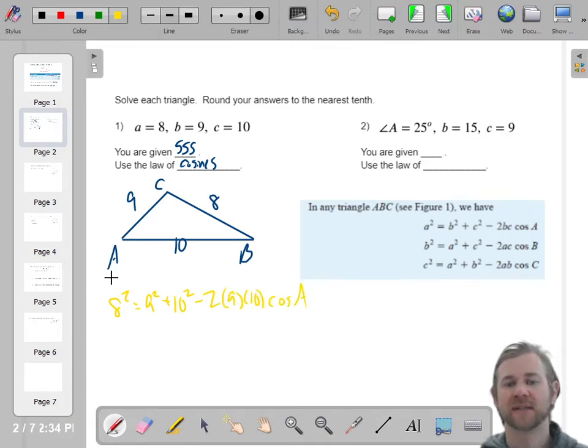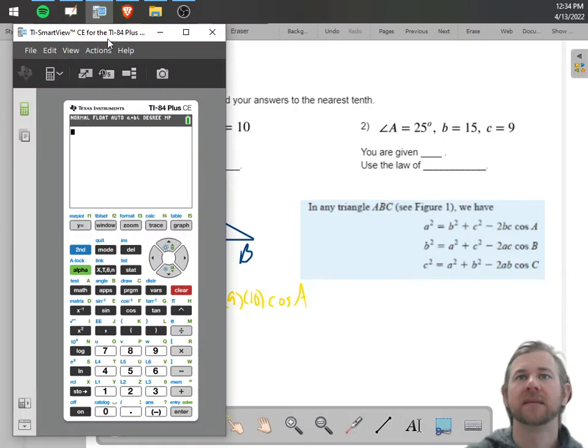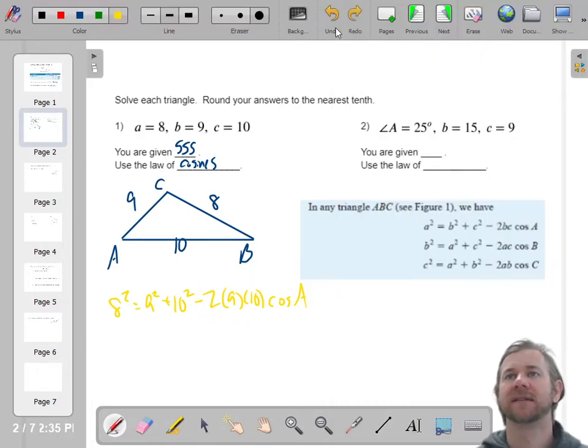These are the tricky ones to type in. So when you type these in, you need to make sure that you understand that you want to do it in two steps, I think is the best way to do it. I'm going to subtract the squared terms, 8 squared minus 9 squared minus 10 squared. And then I'm going to divide by this product. It's 180. 2 times 9 is 18 times 10 is 180. I'm dividing by negative 180.